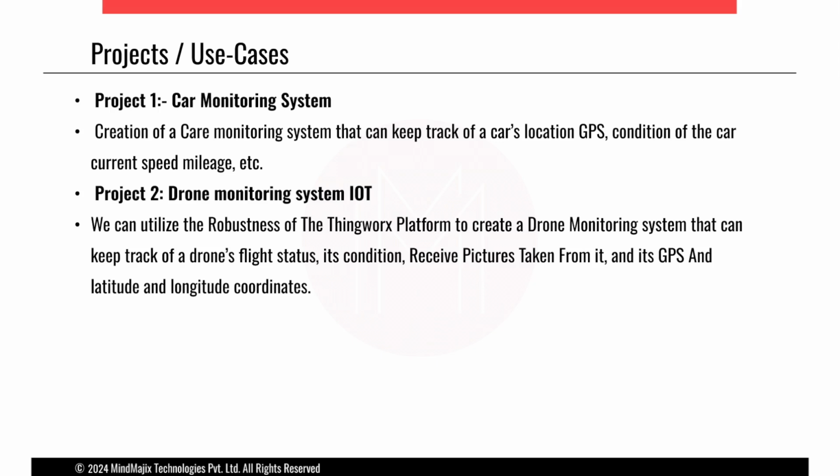So this use case can also be developed. We can utilize the ThingWorx platform to create a drone monitoring system which can keep track of the drone's flight status and its condition. It can also receive pictures if the physical drone is actually connected to my ThingWorx platform. It can receive real-time pictures and save them in a location. And it can also have GPS coordinates, latitude and longitude, its flight, and its current height from the ground. So yes, we can create a virtual system that can monitor my physical drones using the ThingWorx IoT platform.